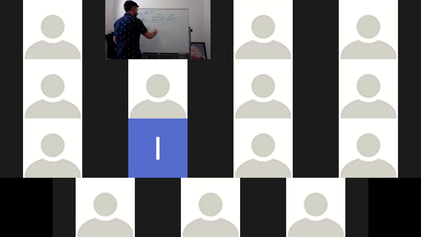So here we're going to multiply by the conjugate, which is the same as this part here, except with a different sign. So the plus here with the minus there, the minus here with the plus there. Same stuff.